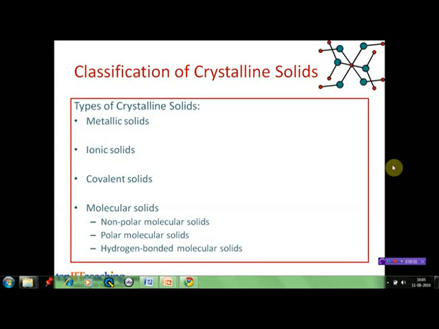The crystalline solids can be further classified on the basis of the constituent particles and the bonding that exists between those particles. So the crystalline solids are of four types: metallic solids, ionic solids, covalent solids, and molecular solids. The molecular solids are again classified into non-polar molecular solids, polar molecular solids, and hydrogen-bonded molecular solids. We'll discuss their properties one by one.